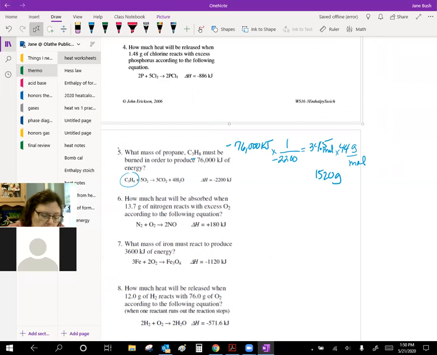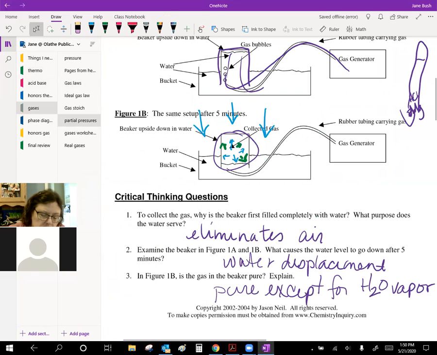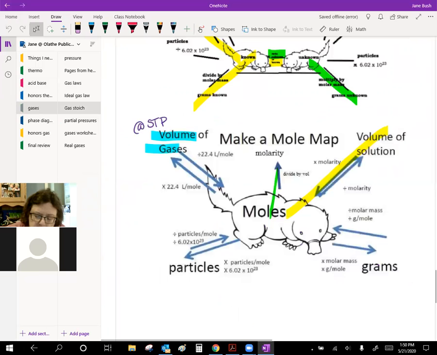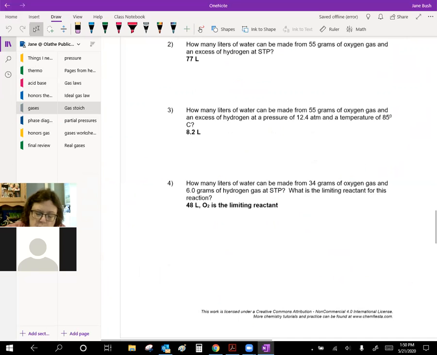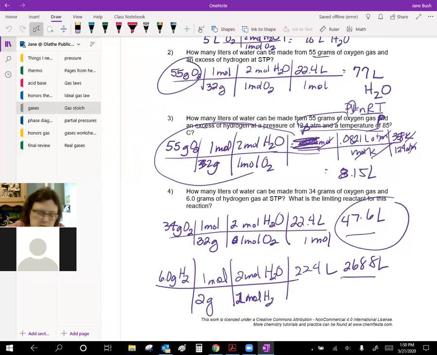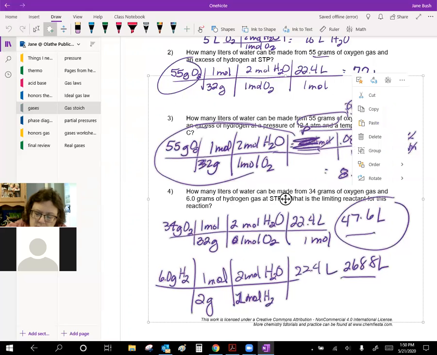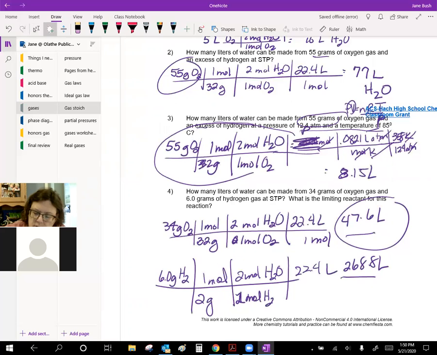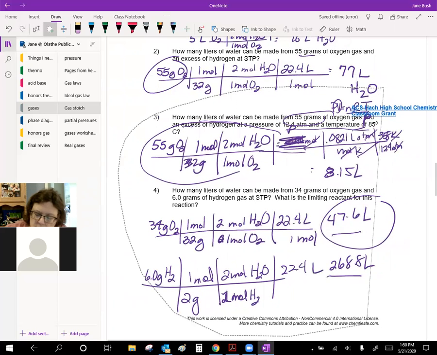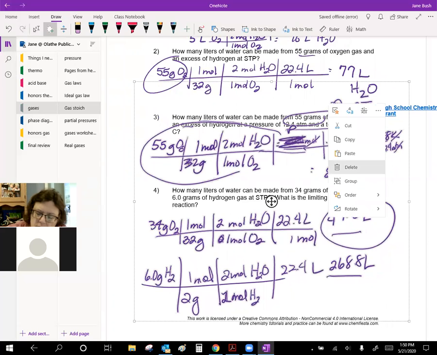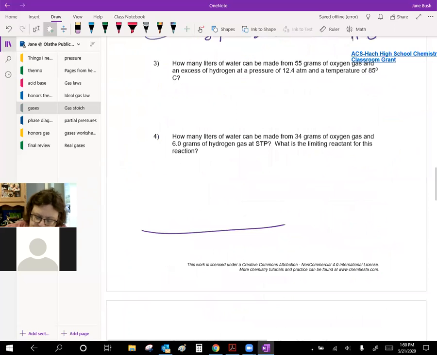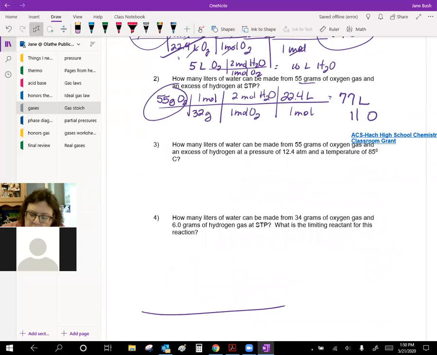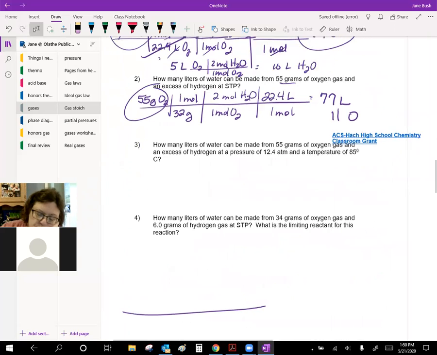Okay. Stoichiometry of gases. For stoichiometry of gases, we have to use, oh, I didn't want to paste that. I wanted to delete it. What am I pasting? Okay. So let's look at the problem.